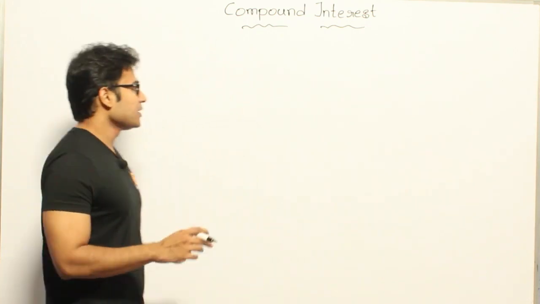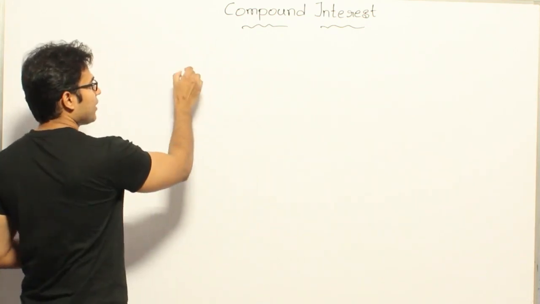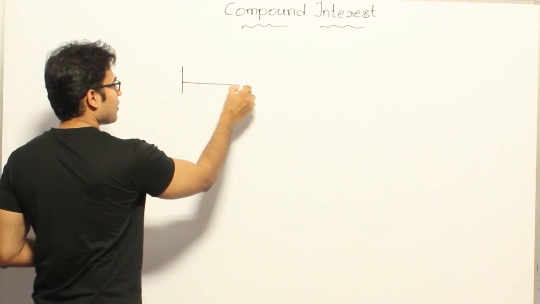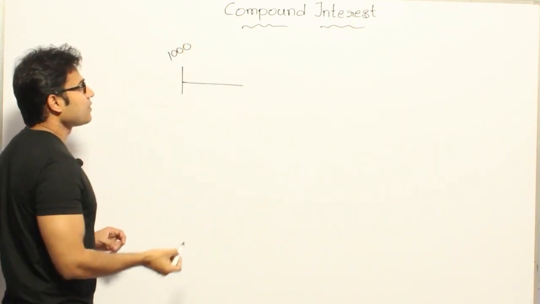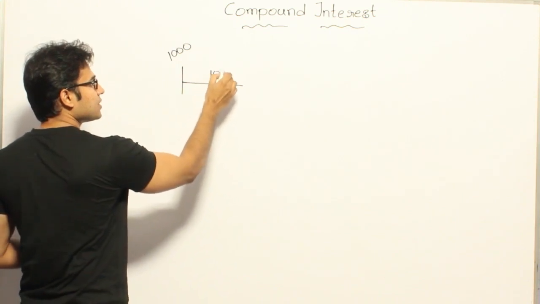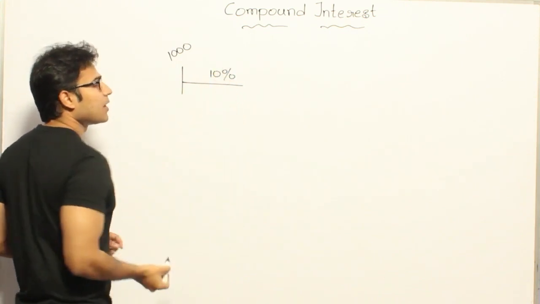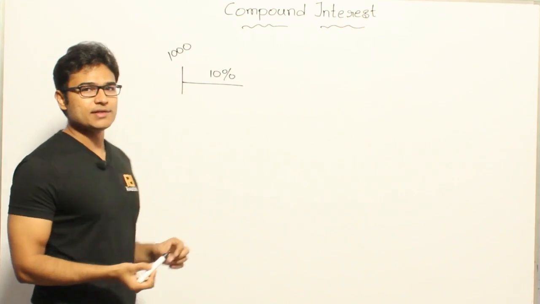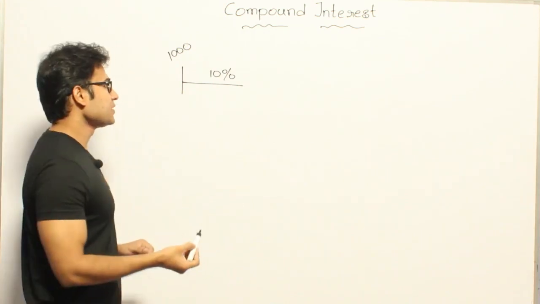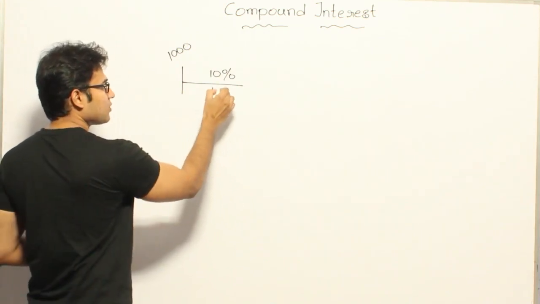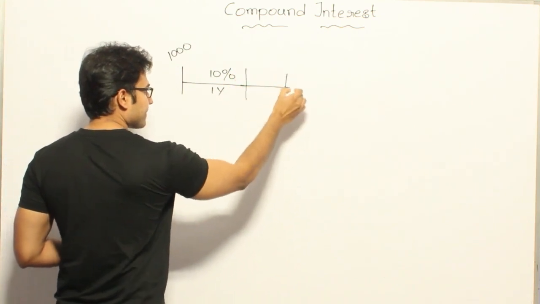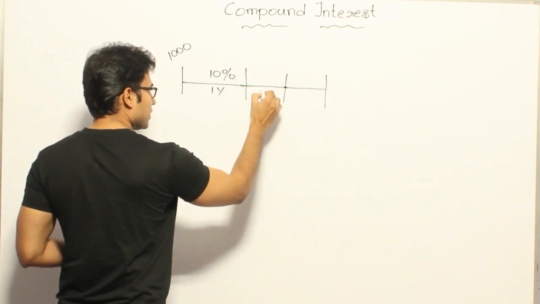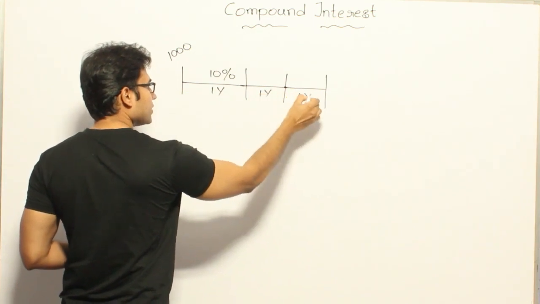Okay, now let us assume that you have invested an amount of 1000 rupees at a rate of 10% per annum. Now let's see what happens in case of simple interest. Let us assume that you have invested it for 3 years: first year, second year and third year.